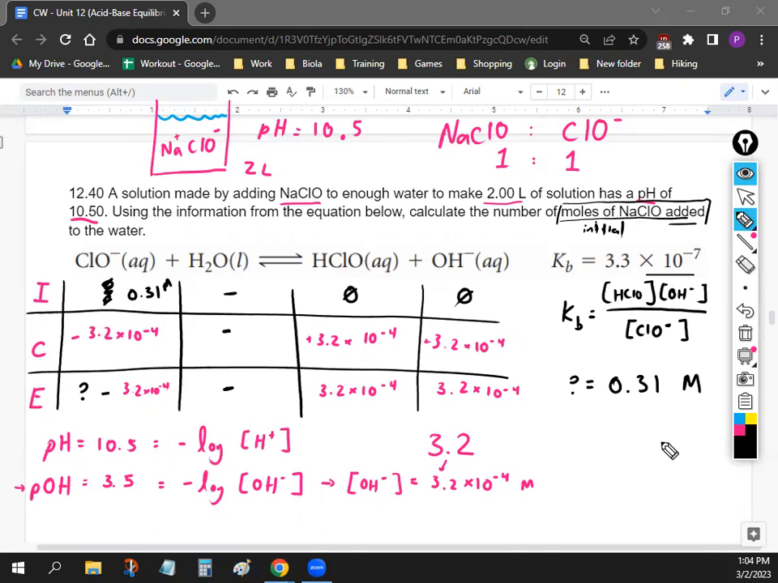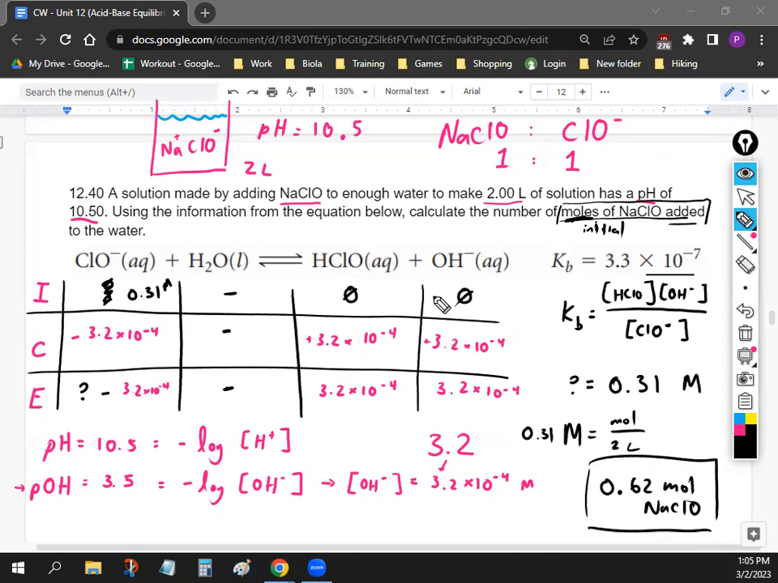Unfortunately, we can't just stop there, because in the question, what unit of measurement is it asking for? Moles, yeah, it's asking for moles. Now, since we know that it's a 1-to-1 ratio between these, we can interchange this with NaClO, but we do need to plug it into the molarity equation in order to finish out the problem. So it's going to be 2 liters on the bottom, 0.31 molarity. We multiply by 2 on both sides, and you'll get a final answer of 0.62 moles of NaClO. So that's the original amount of NaClO that went into our solution.